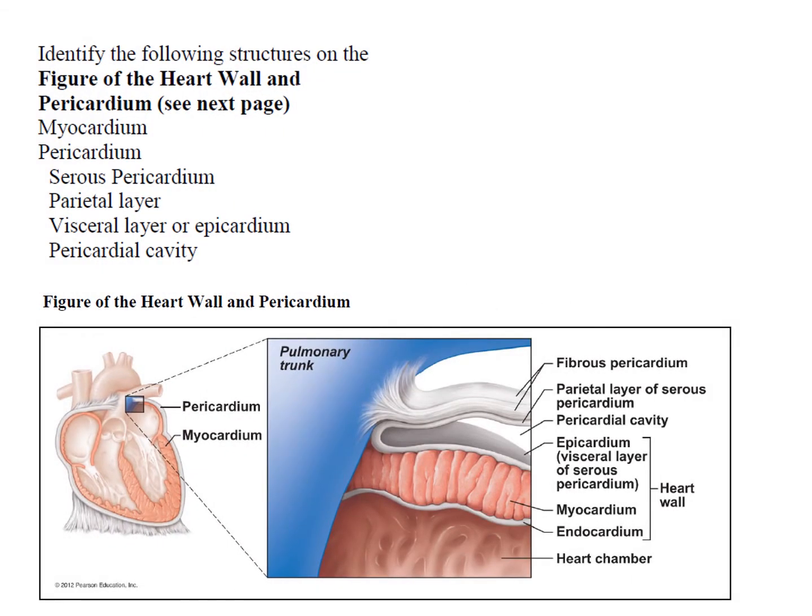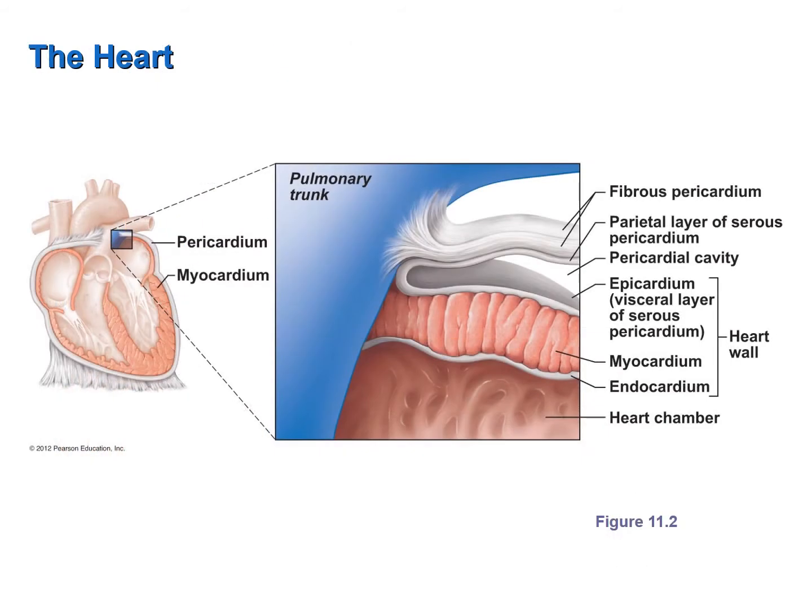Finally, let's cover the structures of the heart wall and pericardium. You will find these structures listed on your study guide and an image of the heart wall on your study guide as well. The pericardium is a closed sac, so the heart literally beats within a closed sac, composed of two layers.